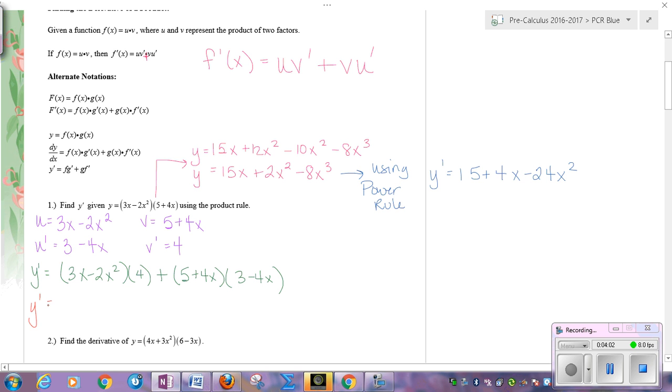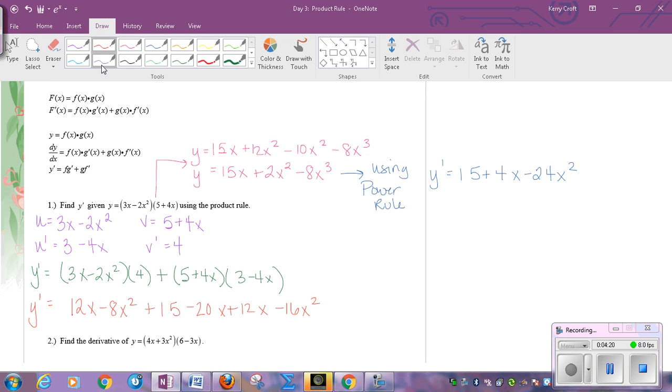Okay, we're going to do a little distributing here. So we get 12x minus 8x squared. We have a little double distributing to do here. So 15 minus 20x plus 12x minus 16x squared. Now this is just a matter of combining your like terms.